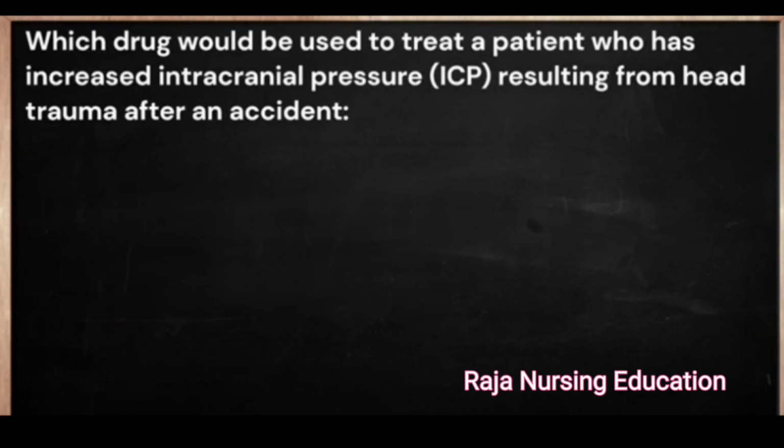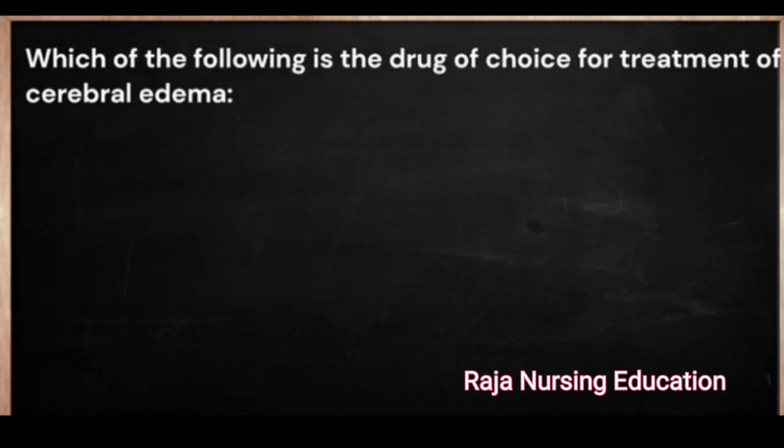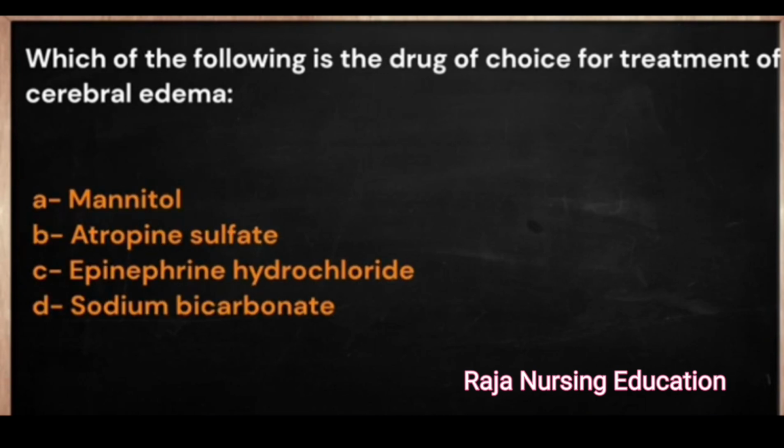Which drug would be used to treat a patient who has increased intracranial pressure resulting from head trauma after an accident? A. Mannitol, B. Atropine sulfate, C. Epinephrine hydrochloride, D. Sodium bicarbonate. The answer is A. Mannitol. Which of the following is the drug of choice for treatment of cerebral edema? The options are the same, and the answer is A. Mannitol.